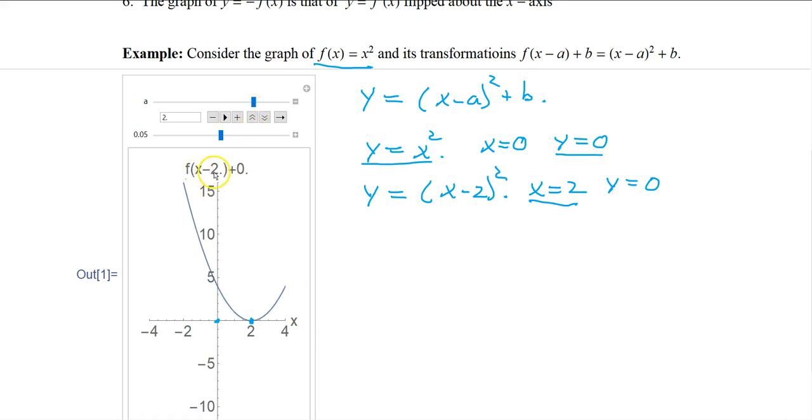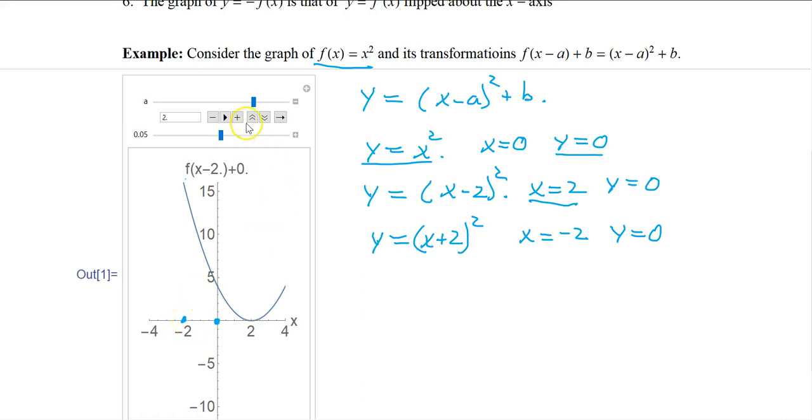Right there is f of x minus 2, and notice our vertex got shifted to the right by 2 units. On the other hand, if you consider y equals x plus 2 squared, well, in order for y to be 0, what should x equal? Well, if we set x plus 2 equal to 0, we get that x must be negative 2. So the point 0, 0 gets moved to negative 2, 0. So the point right here gets moved over here. So we get a shift to the left by 2 units.